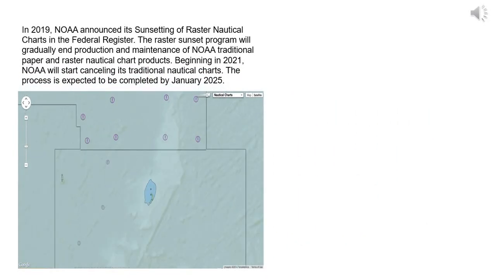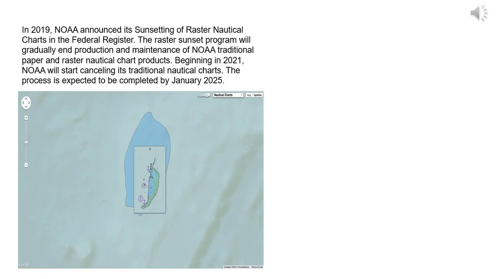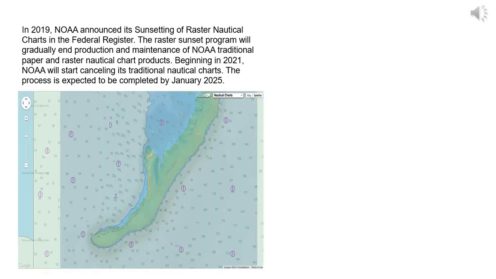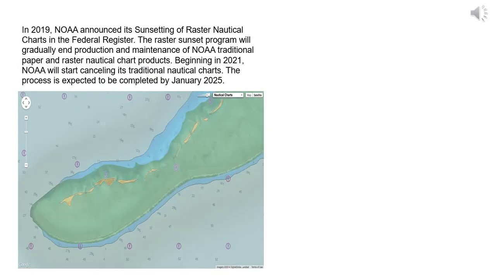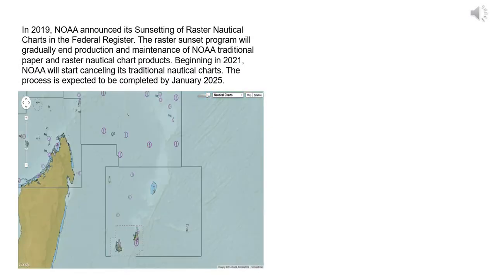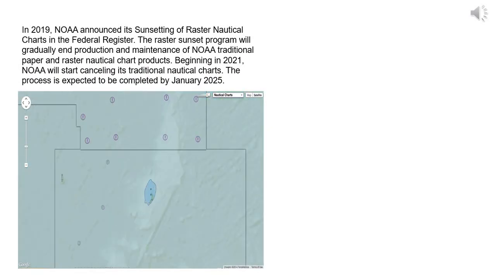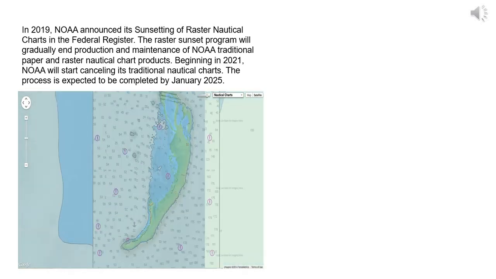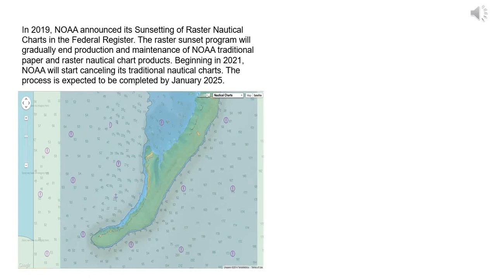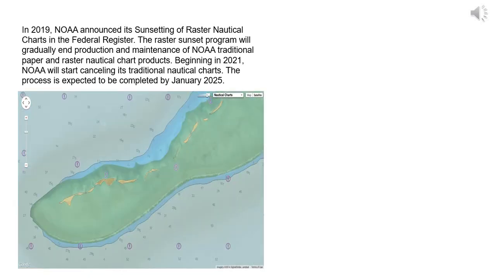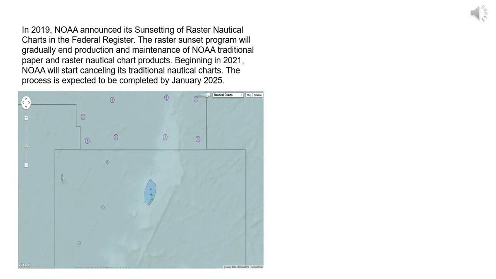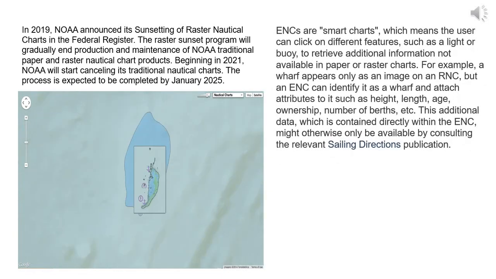In 2019, NOAA announced its sunsetting of raster nautical charts in the Federal Register. The raster sunset program will gradually end production and maintenance of NOAA traditional paper and raster nautical chart products. Beginning in 2021, NOAA will start canceling its traditional nautical charts. The process is expected to be completed by January 2025.